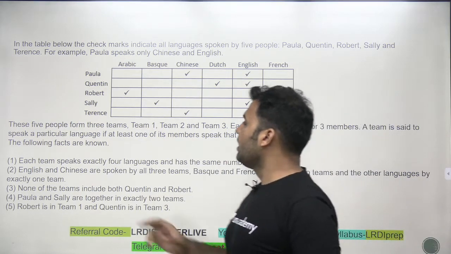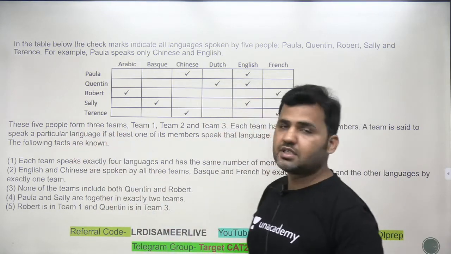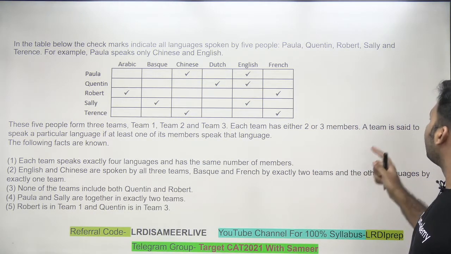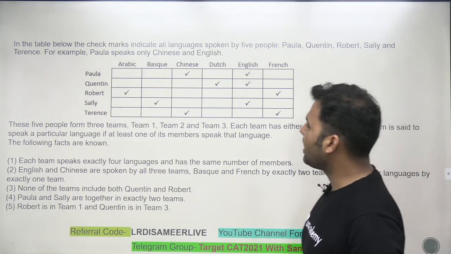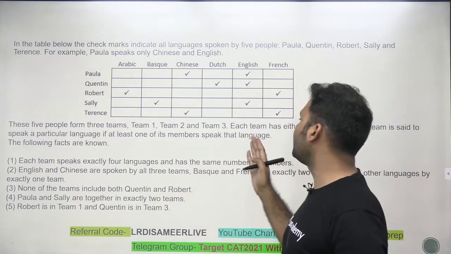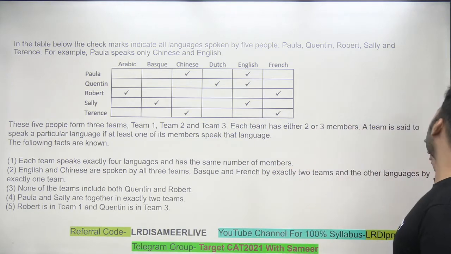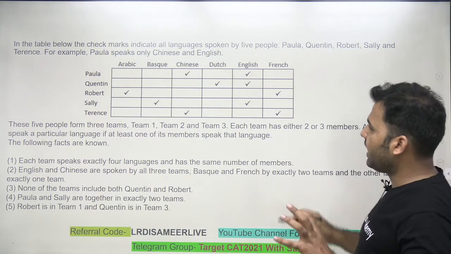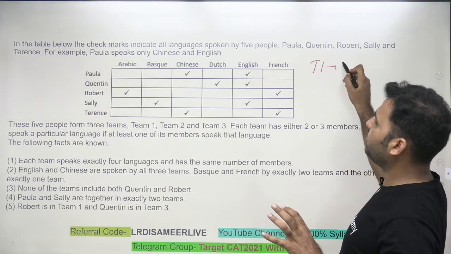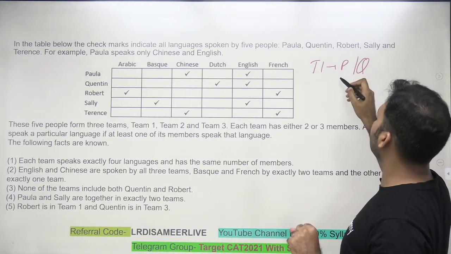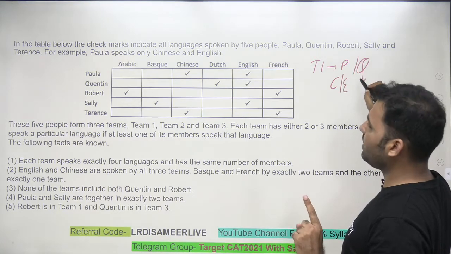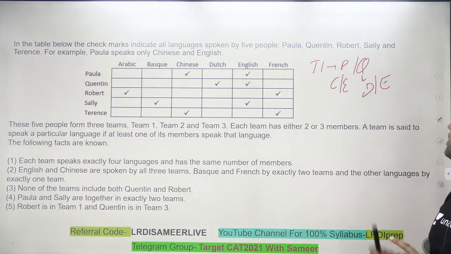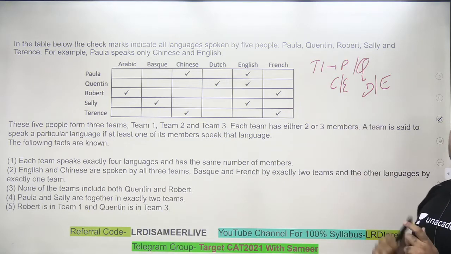Now, these 5 people form 3 teams, team 1, team 2 and team 3. Each team has either 2 or 3 members. A team is said to speak a particular language if at least one of its members speaks that language. What does it mean? Let's say I'm making a team, and in that team I have added Paula and Quentin. Now, Paula can speak Chinese and English. Quentin can speak Dutch and English. So I can say that team 1 is speaking Chinese, English and Dutch, right?